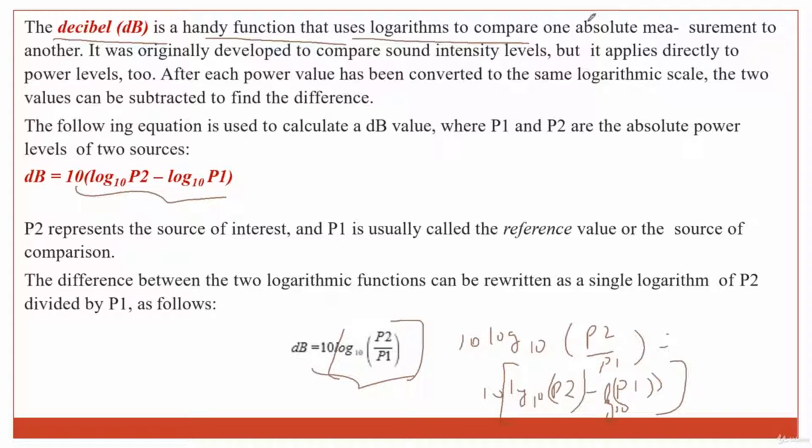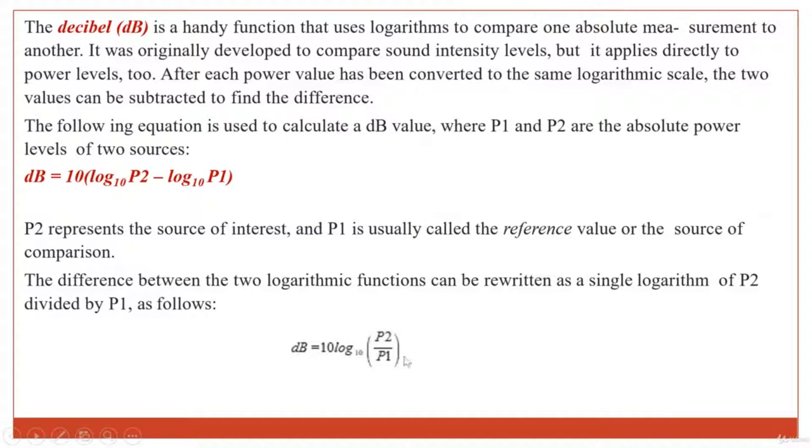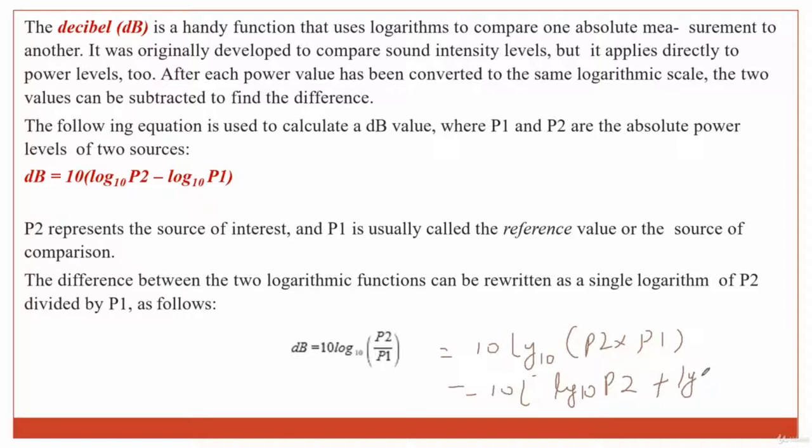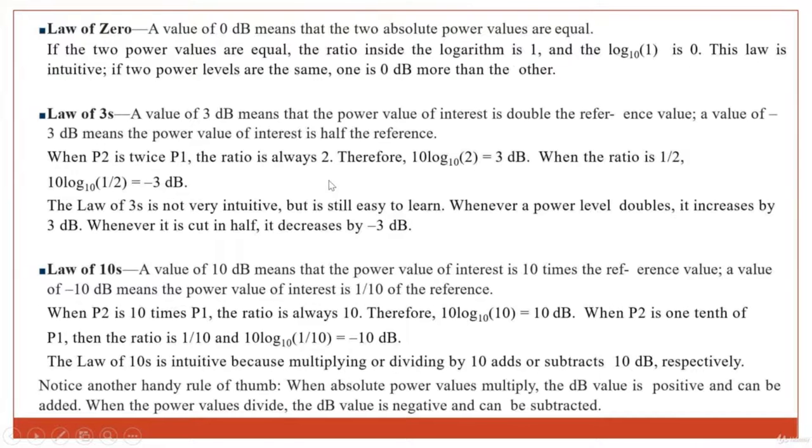And suppose we have some formula, say for example, P1 into P2. That means plus, that's the log function we have. Suppose you have a formula something like log P2 into P1, so we can take 10 outside. This means log 10 P2 plus log 10 P1. Absolute means that whether it's a plus or minus, you are taking the magnitude or the modulus of that. All right, so now let's try to understand.